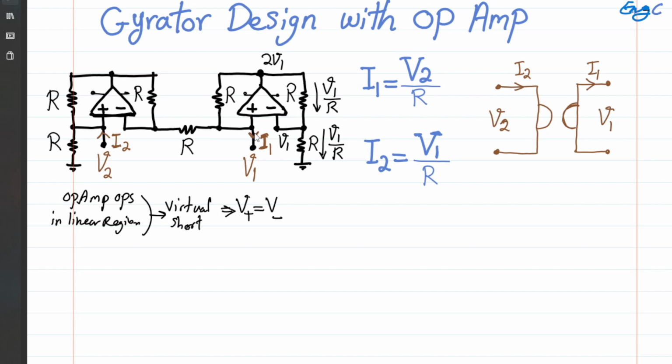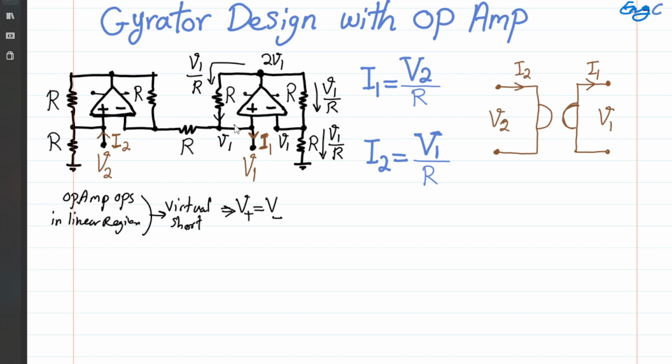Now, remember that the voltage at the positive input terminal for this op-amp is V1, and now we have 2V1 here as well. So as a result, the current that is going this way is 2V1 minus V1 divided by R. So it's going to be exactly V1 over R. Okay, so this V1 over R comes through this resistor.